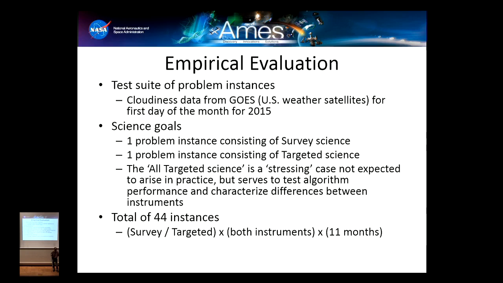So remember what that means is that ideally those scenes would be observed every half hour, but you're willing to live with an hour. So you sort of have twice as much work that you have to do. And then the second problem is the sort of more common survey problem where everything can be observed every 2 hours, but ideally you'd like an hour. So that gives us a grand total of 44 test instances.